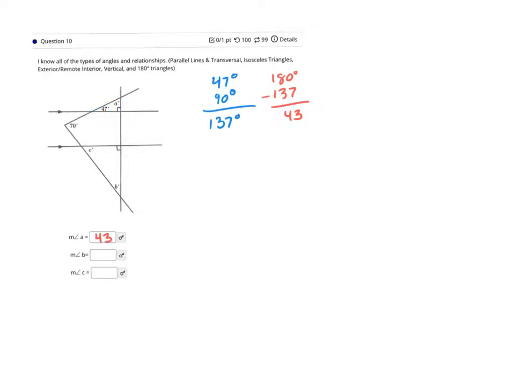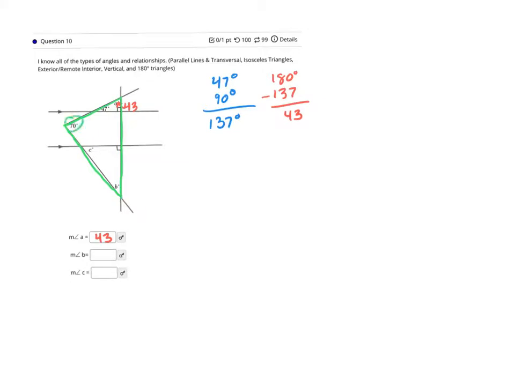Now, I'm going to just write that in there, so I can show that that's 43 degrees. Next thing I'm going to do is look at a different triangle. Now, I'm going to look at this big triangle that goes like this.